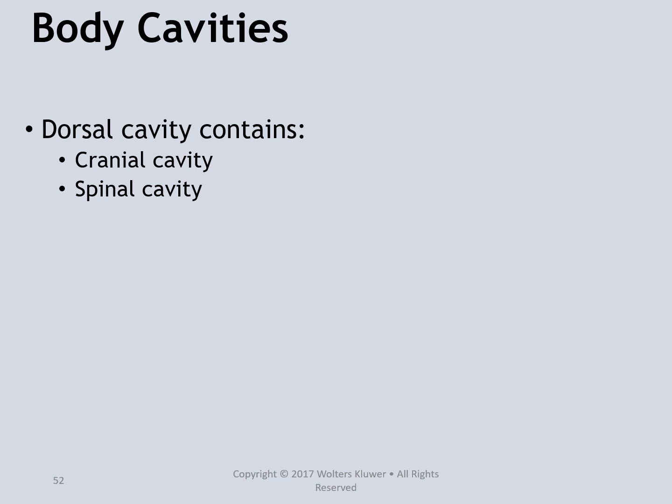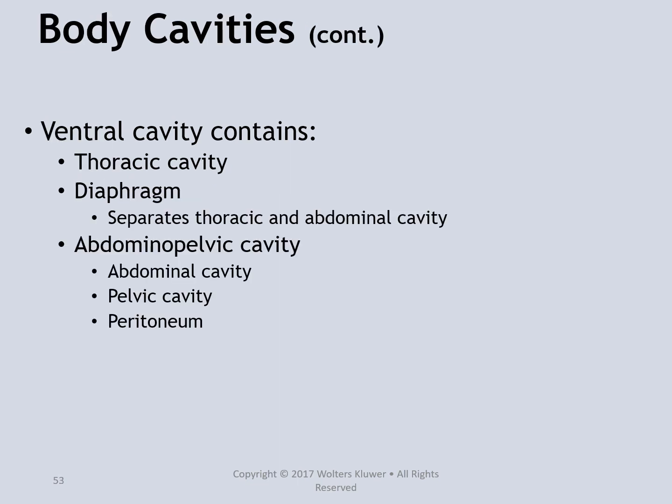So like we just talked about, the dorsal cavity has your cranial and spinal cavity that contain the brain and the spinal cord. And the ventral cavity has the thoracic cavity, which has heart, lungs, trachea. The diaphragm separates the thoracic cavity and the abdominopelvic cavity.